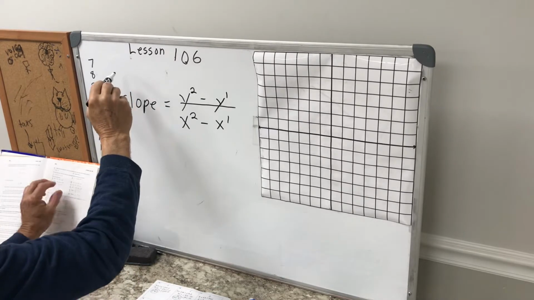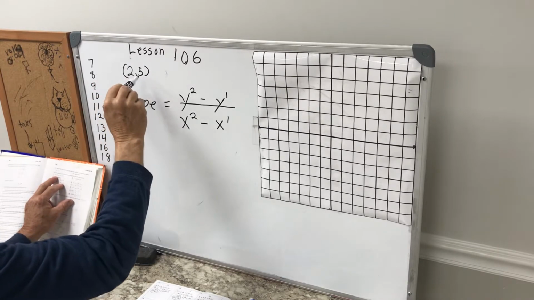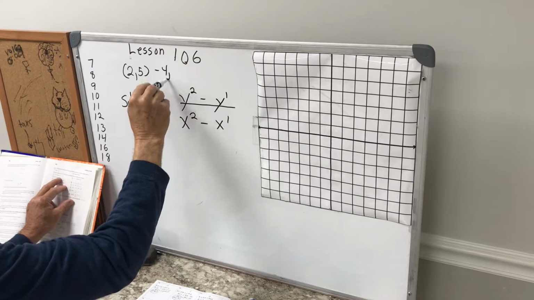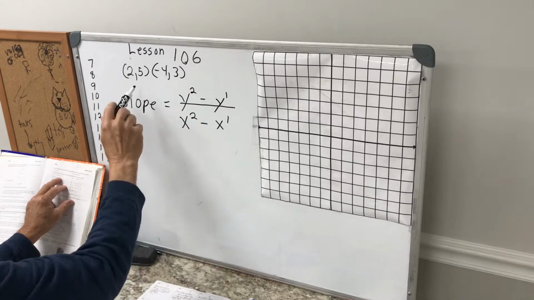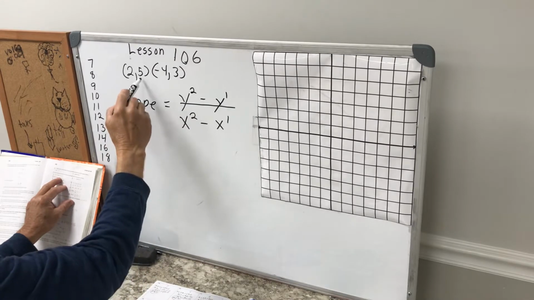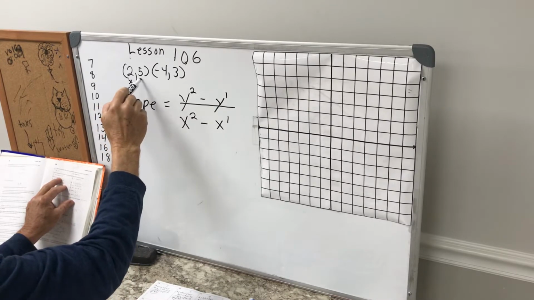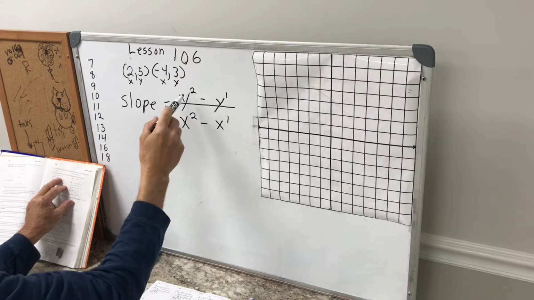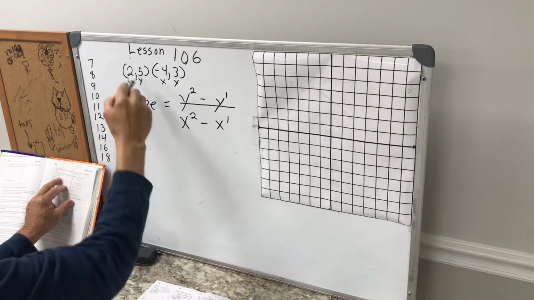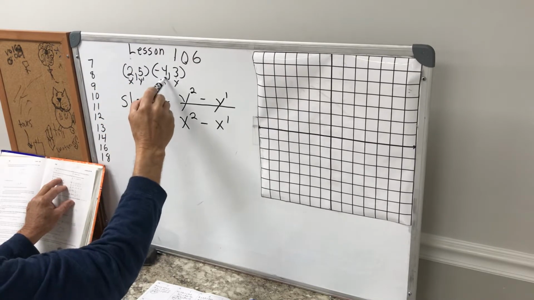On number 7, they're giving us the ordered pairs 2, 5 and negative 4, 3. All this is showing us is that you understand that the second number is always the y, and the first number is the x. I think you understand that. This is x, this is y, this is x, and this is y. And just for the sake of why we have y2 and y1, we're going to consider the first one as 1, and the second one as 2.